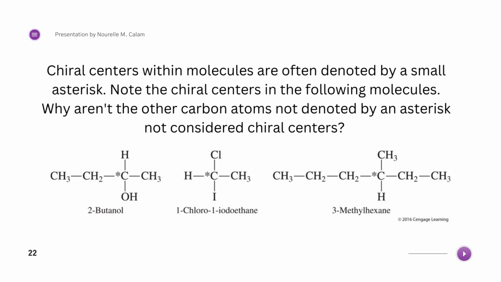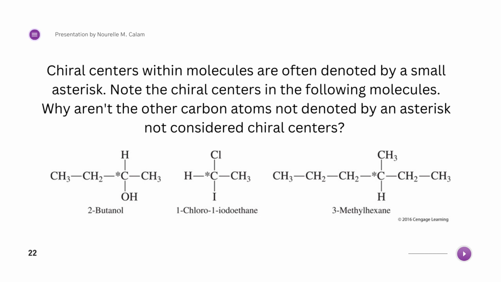Okay, now chiral centers within molecules are often denoted by a small asterisk, as you can see in the examples below. Now note the chiral centers in the following molecules. So for 2-butanol, you can see the carbon atom being denoted by an asterisk. So that is the chiral carbon for this compound. For 1-chloro-1-iodoethane, you can also see the carbon atom being denoted by an asterisk, thus implying that that is the chiral carbon in this compound.